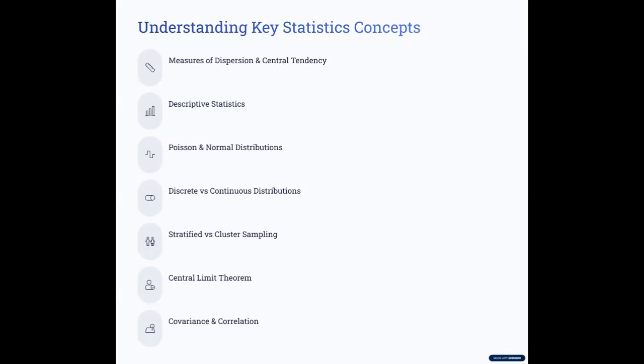Understanding key statistics concepts. By the end of this session, you will understand why the mean alone can be misleading and how dispersion helps, what descriptive statistics are and why we use them, how to calculate probabilities using Poisson and normal distributions, the difference between discrete and continuous probability distributions, when to use stratified sampling versus cluster sampling, the magic of the central limit theorem, CLT, how to measure the relationship between two variables using covariance and correlation.